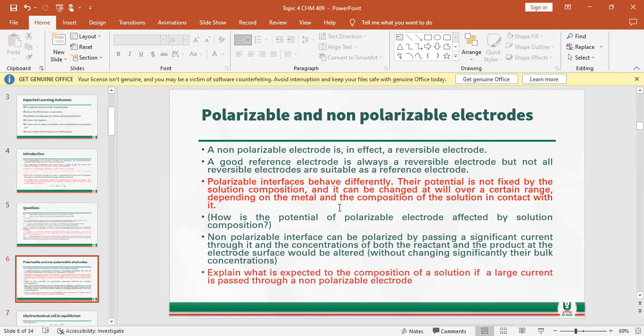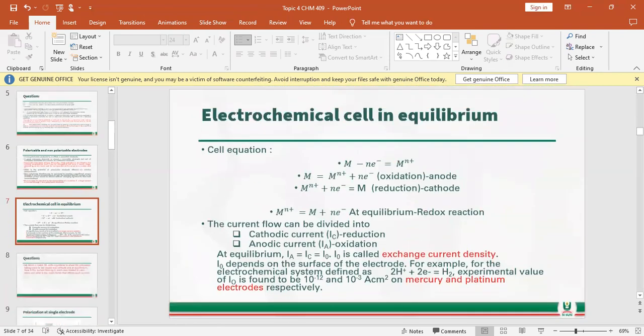How is the potential of a polarizable electrode affected by solution composition? A non-polarizable interface can be polarized by the passing of current. We've already explained what is expected of the composition of the solution if a large current is passed through a non-polarizable electrode. See an electrochemical cell in equilibrium. A cell in equilibrium can be written as this.